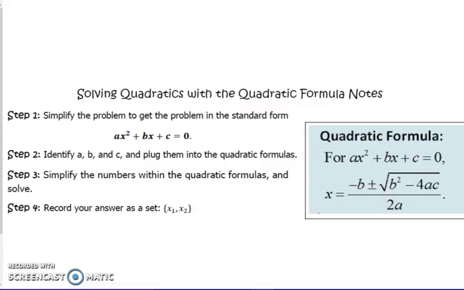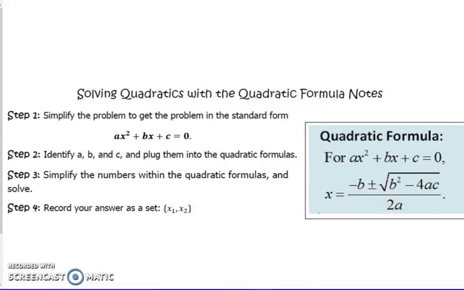Now, we're still solving quadratic equations, but this time we're going to use the quadratic formula. Here's the good news about the formula. It's on your formula sheet. So you don't have to memorize this formula, you just have to understand what the variables are. We already know what A, B, and C are from when we did factoring, so that doesn't change. Now we just have to take them and plug them into the equation.